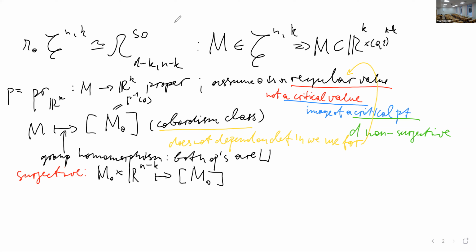No. Hold on. I want to project onto. I want the projection onto R^k to be proper. So what should I put here? Is it M naught cross R^(n minus k) or R^k cross M naught? I'm sorry, I don't understand. Why is it not M naught cross [0,1]^(n minus k)?